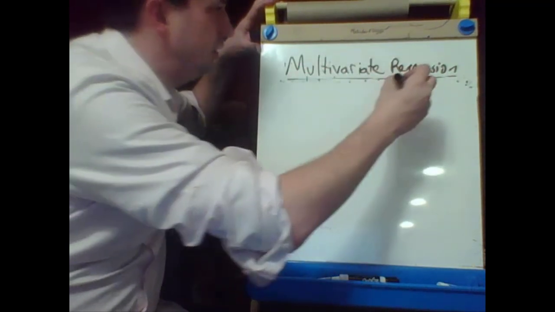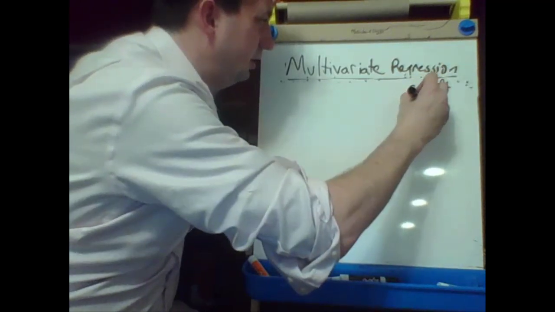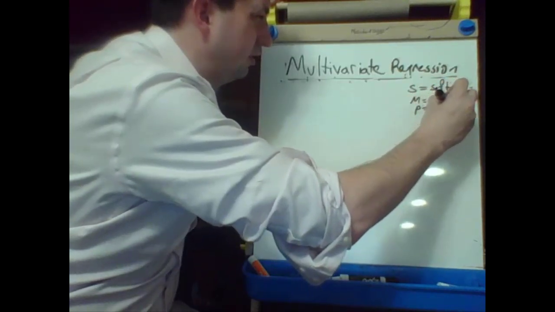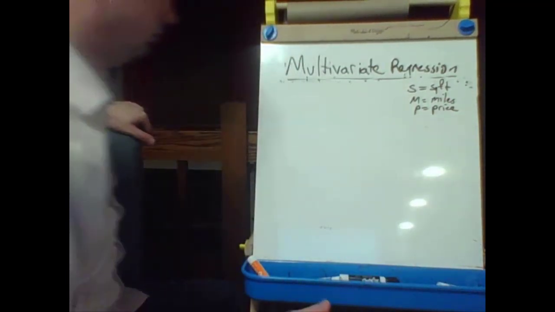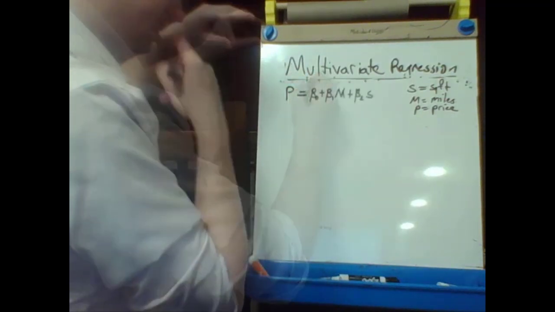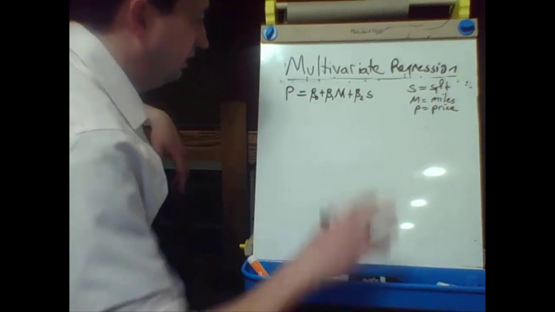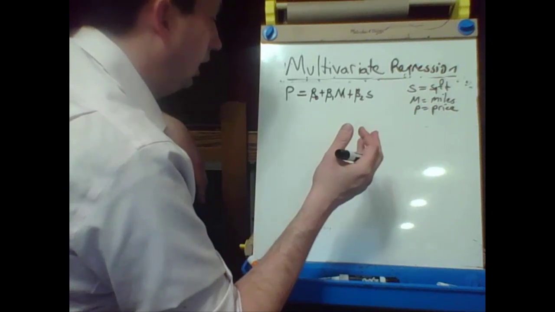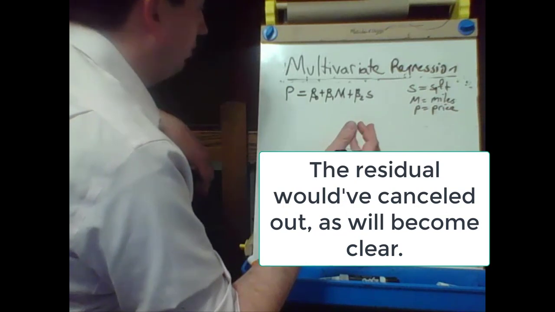We're going to have S equal square feet, M be the miles, P be the price. So the equation is price. We'll leave off the residual now. This is the basic equation. We'll leave out the residual. We don't really need it.